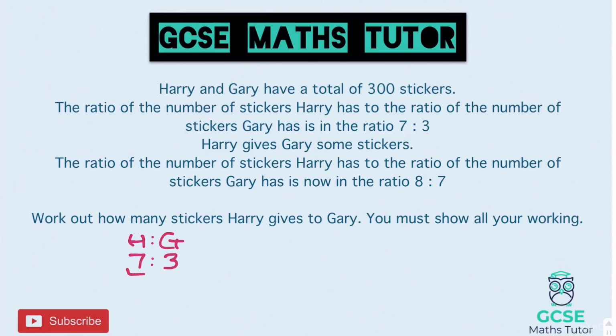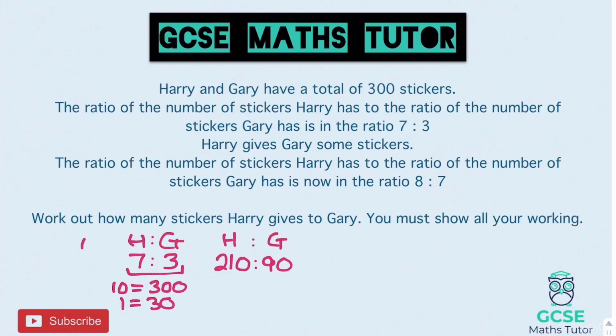Now again, that's 10 parts. So we've got that 10 parts is equal to 300. So dividing that by 10, 1 part is equal to 30. So if we times those both out, 7 times 30 gives us 210, and 3 times 30 gives us 90. There we go, so Harry to Gary is currently at 210 to 90, and that was the first option.